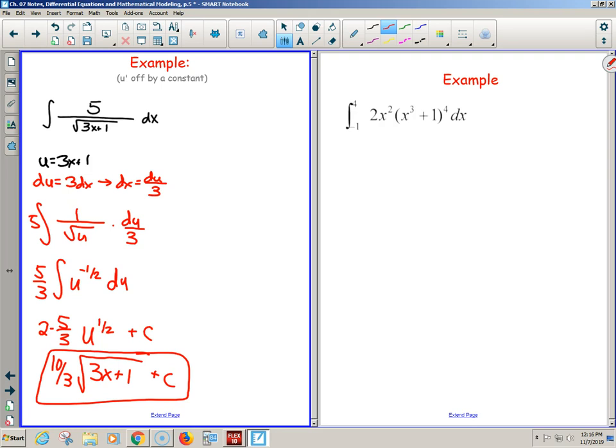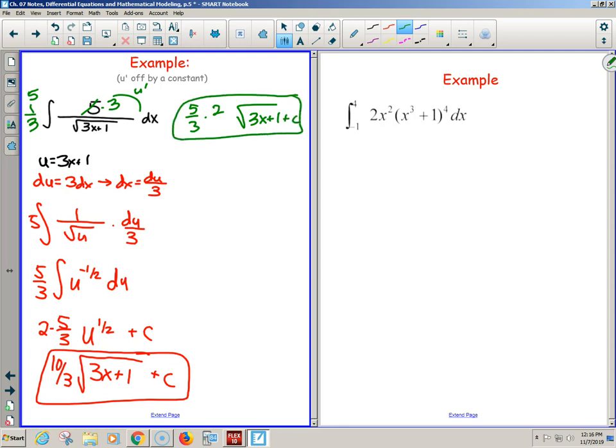You're doing it the u-sub way. There you go. You're doing it the mental math way. Huh. I really wish I had a 3. Well, I could do that if I do it this way. I could just go ahead and pull that out and say, yay, u prime. So I have u to the negative 1/2, so I can go ahead and say 5/3 times u to the 1/2 times. Got it.